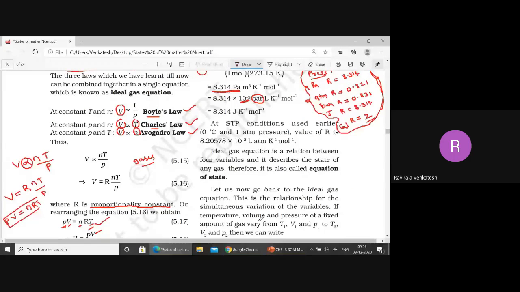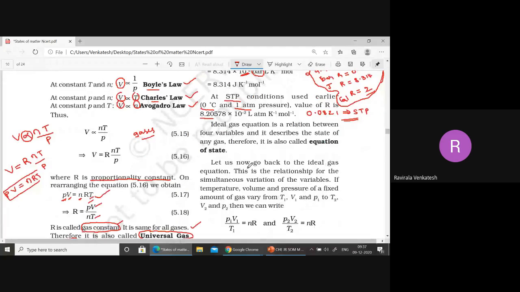Next, if you observe STP conditions, earlier we took 0 degrees Celsius, 1 atmosphere pressure. The value is 8.2 into 10 to the -2, that is simply 0.0821. This is at STP conditions. You have taken this earlier.